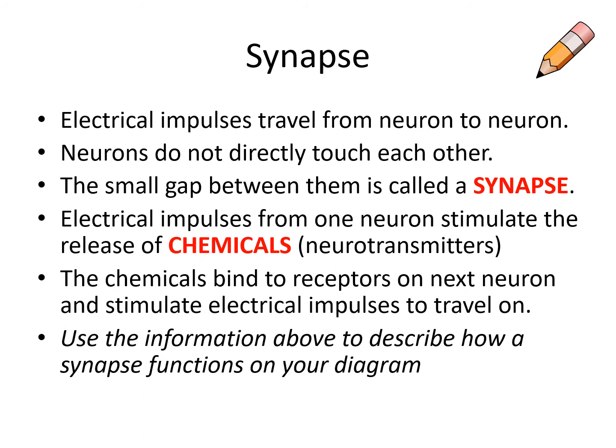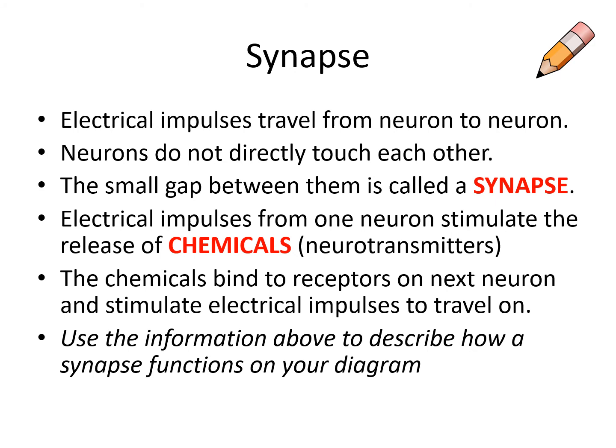So you'd want to write that electrical impulses travel from one neuron to another neuron. Neurons do not directly touch each other. There is a small gap between them called a synapse. So electrical impulses from one neuron stimulate the release of chemicals, neurotransmitters. The chemicals bind to the receptors on the next neuron and stimulate electrical impulses to travel on.